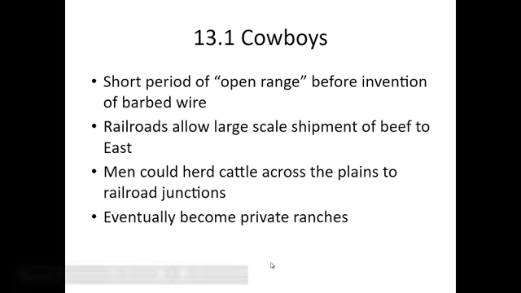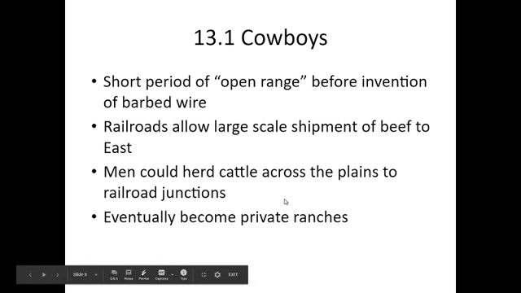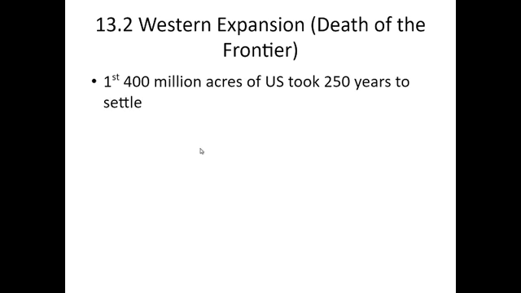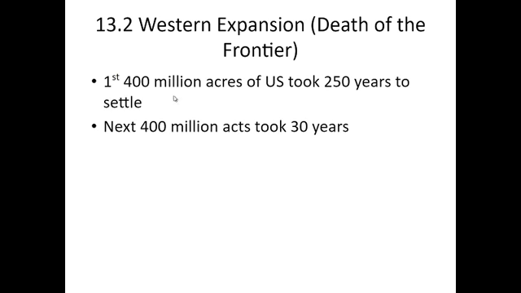So eventually you get the rise of private ranches, which we see today. Cattle are not on an open range; they're on a farm. They can still be shipped, though, by railroad to large urban centers to be eaten. So let's look at how rapidly this happened.